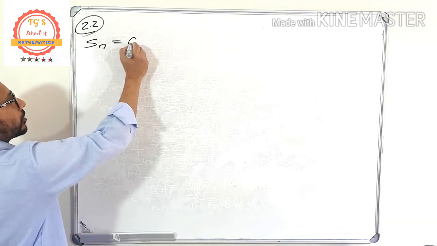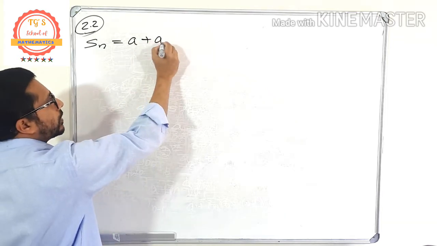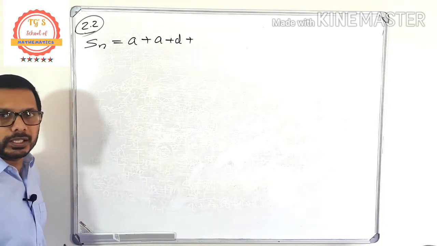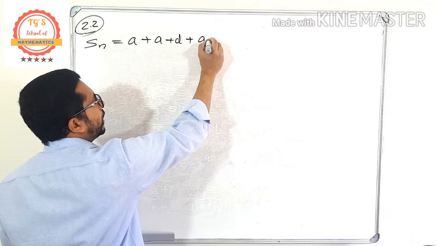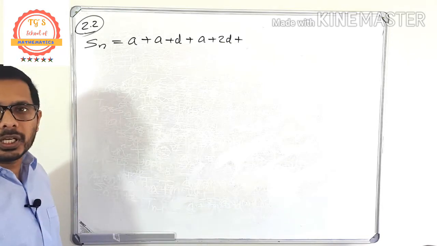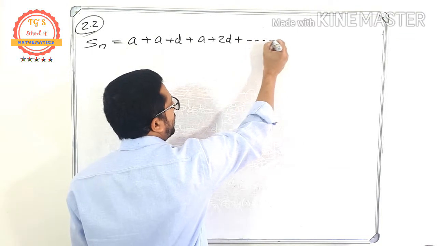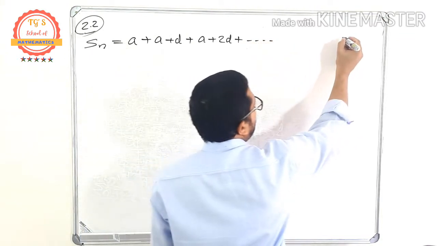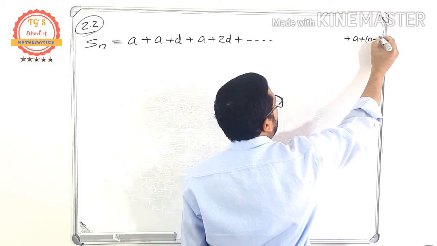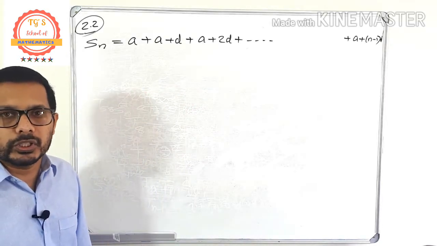So you know that generally the first term is a, the second term, how can you represent? A plus d. You understand? A plus d is the second term. Third term, how can you represent? A plus 2d. Then fourth term, a plus 3d, etc. Like that. What is the last term? A plus n minus 1 into d. The last term is a plus n minus 1 into d.